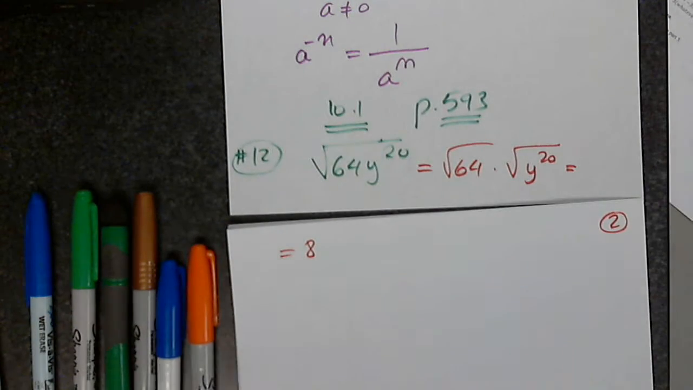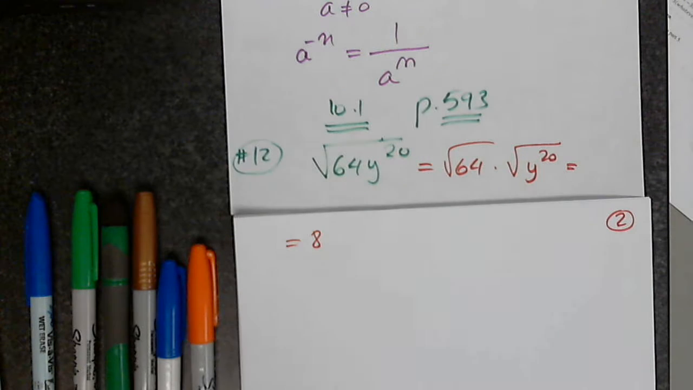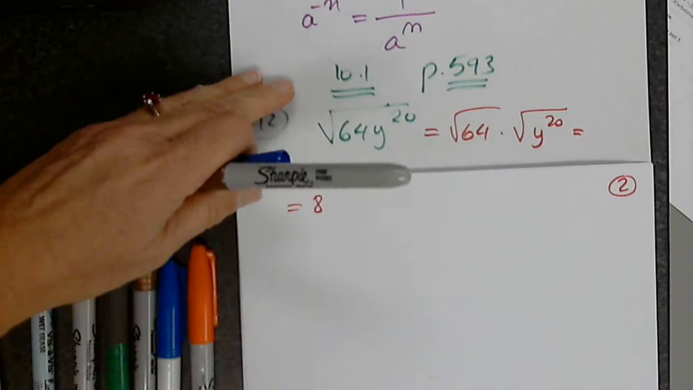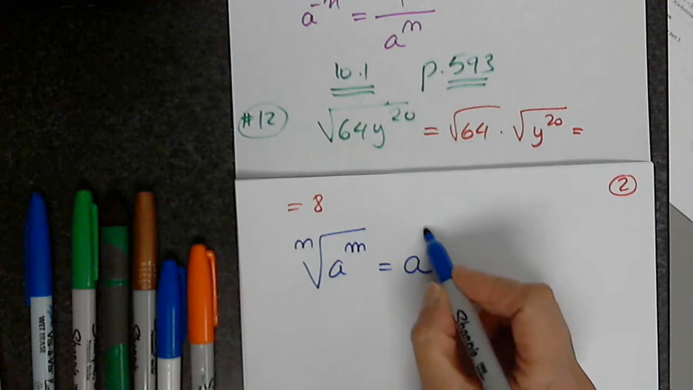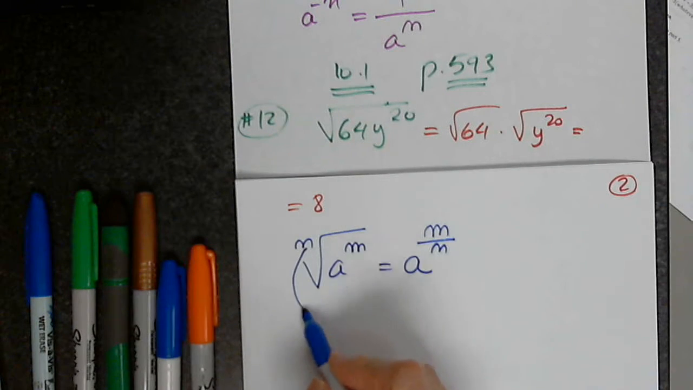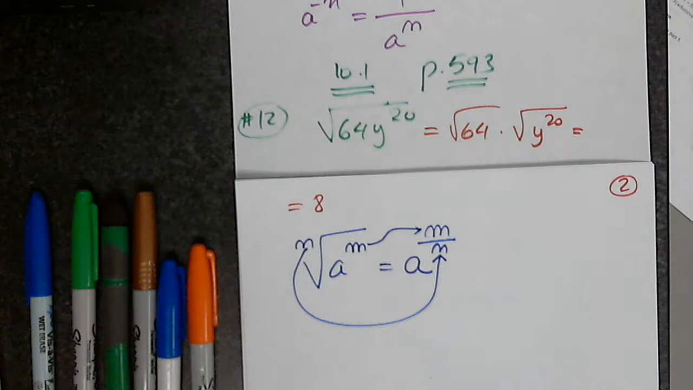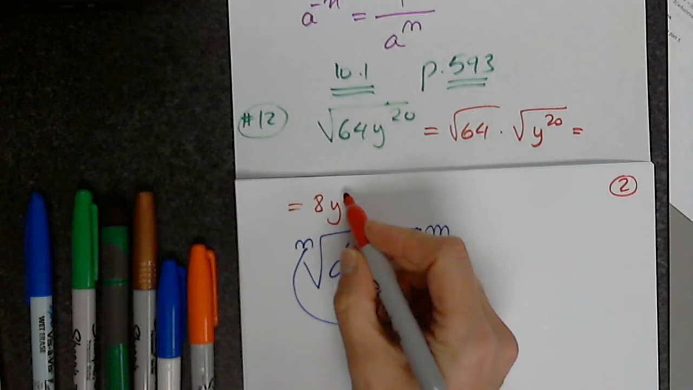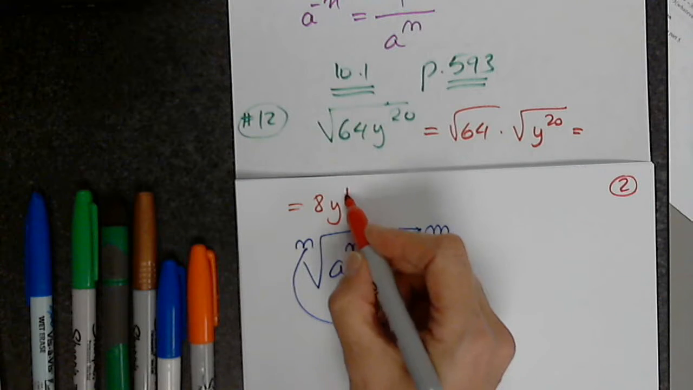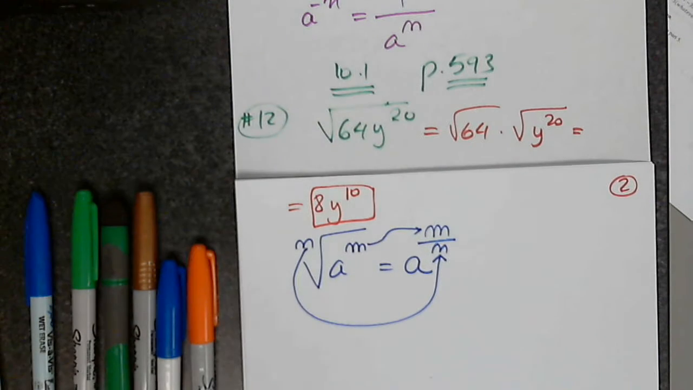So how will I simplify the square root of y to the 20th? What should I write? Let me write the property right here for you. The nth root of a to the mth power is a raised to m over n. The index is always the denominator. The power is always the numerator. So what will I have? 8 times y to the 20 over 2, exactly, which is? That's it. This is it. 8y to the 10th power. Are we in agreement with this?